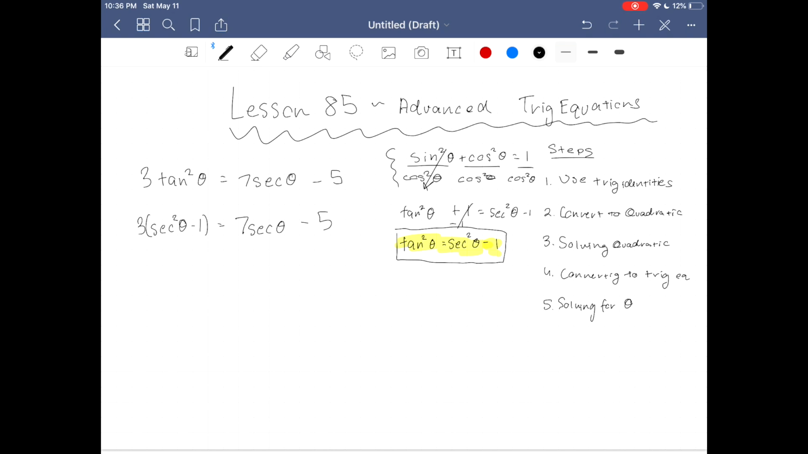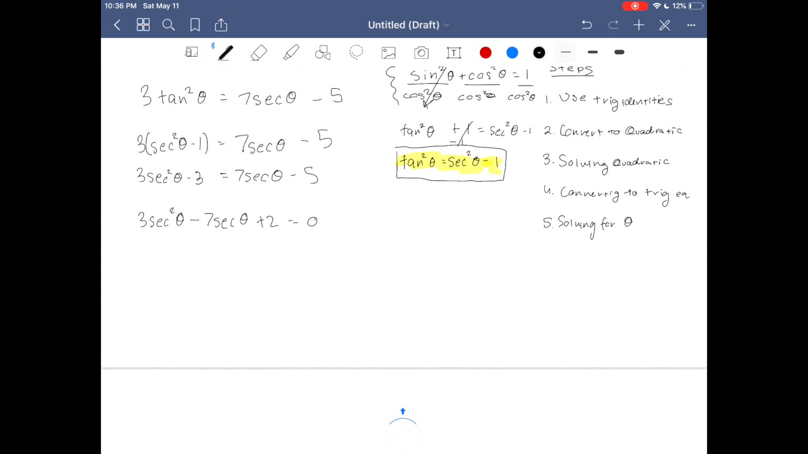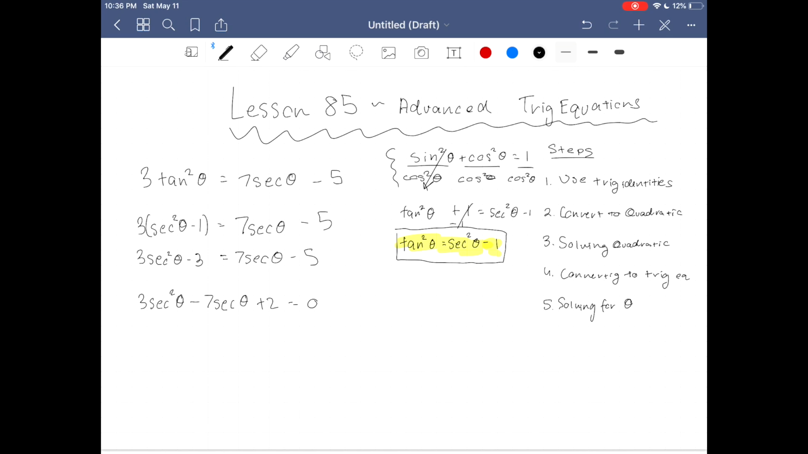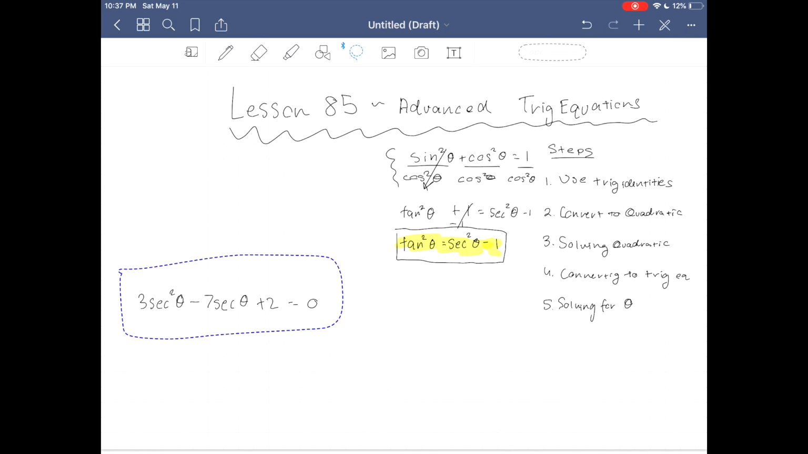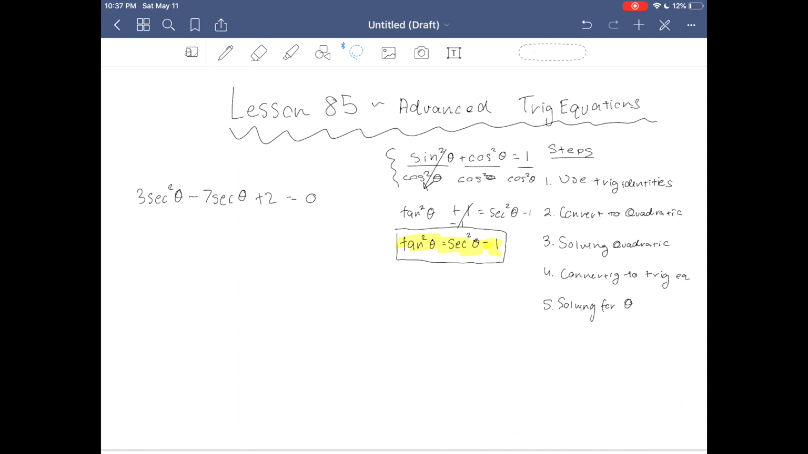And now you just expand this. So you got 3 secant squared theta minus 3 equals 7 secant theta minus 5. And then you make it a quadratic by bringing everything to the other side. So you got 3 secant squared theta minus 7 secant theta plus 2 is equal to 0, because this minus 5 becomes plus 5 and that's plus 2. So now that you have it like this, let's just erase this top part right here so we can create some space. So we have changed that initial equation to this, and now we are done with step 1, and now step 2 is converting it to quadratic.